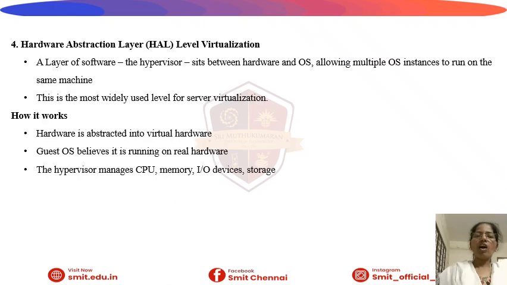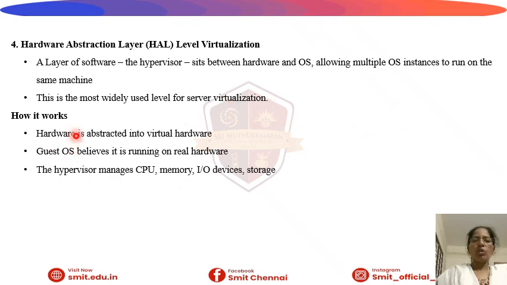Then fourth one, hardware abstraction layer level virtualization. A layer of software, the hypervisor, sits between the hardware and the operating system. It allows multiple operating system instances to run on the same machine. This is the most widely used level for server virtualization.